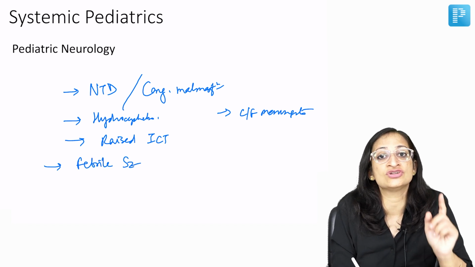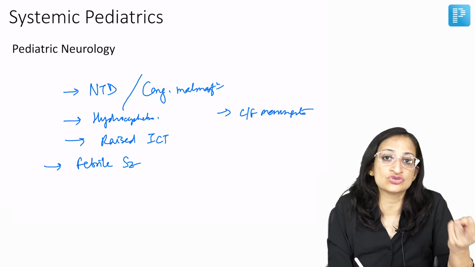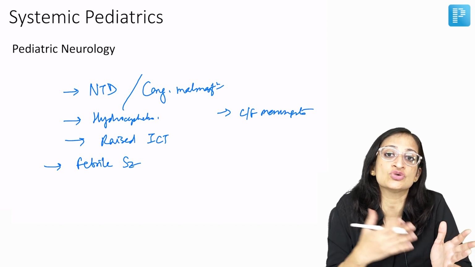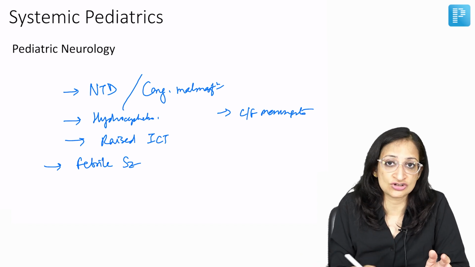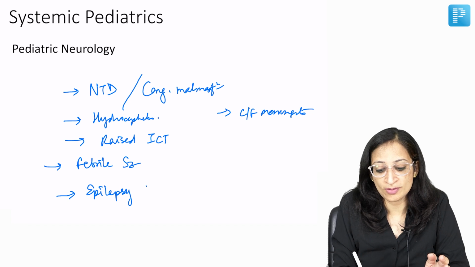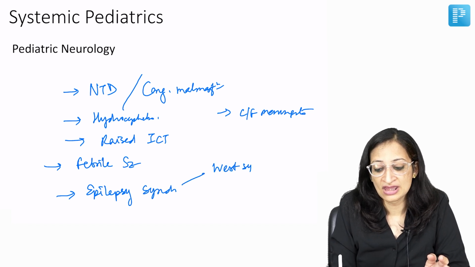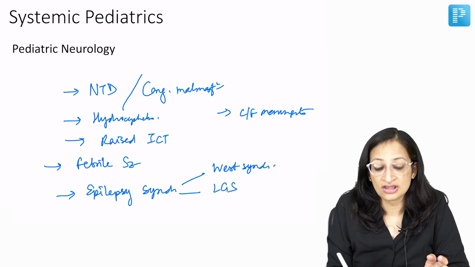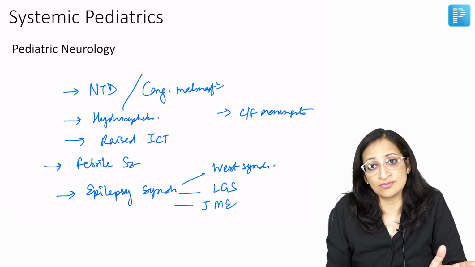So febrile seizures, you need to know the definition, you need to know the various types, simple and complex, you need to know the management, you need to know the risk factors, the factors which will contribute to the subsequent epilepsy or subsequent recurrence of febrile seizure in the children. And various epilepsy syndromes are also very important. So epilepsy syndromes which are important are like West syndrome, and you have other syndromes like the Lennox-Gastaut syndrome. You have the juvenile myoclonic epilepsy. So epilepsy syndromes are very important.